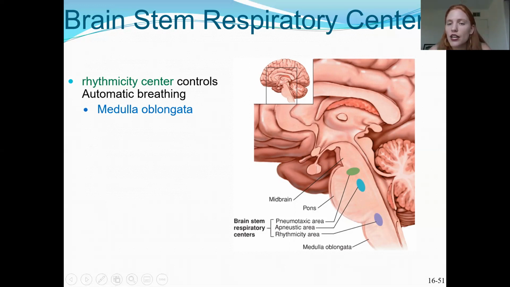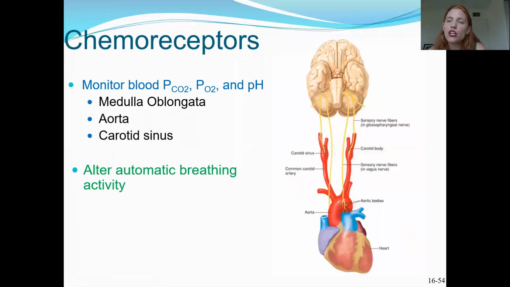In the medulla oblongata, you have the rhythmicity centers, and these centers set the rate of ventilation, so how fast and how deep you're going to breathe. And they do that by monitoring the concentration of carbon dioxide, oxygen, as well as the pH, or the concentration of hydrogen ions. So in your major arteries, in your aorta as well as in your common carotid arteries, you have some chemoreceptors, and those chemoreceptors will monitor the concentration of those chemicals.